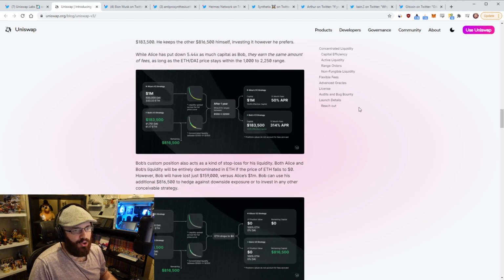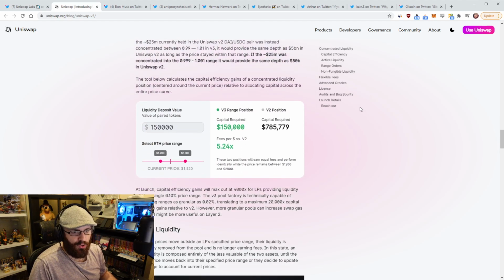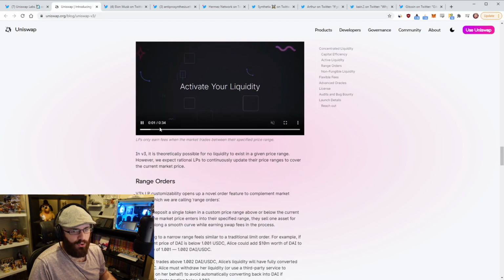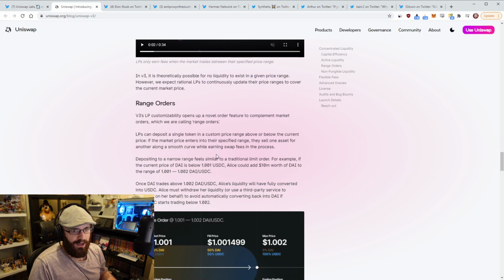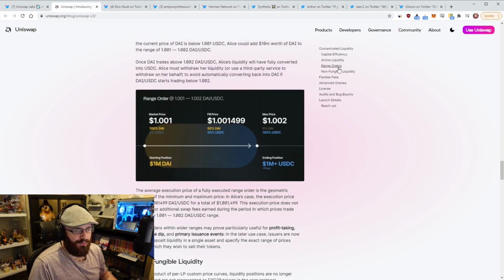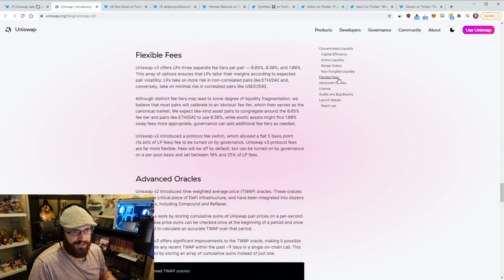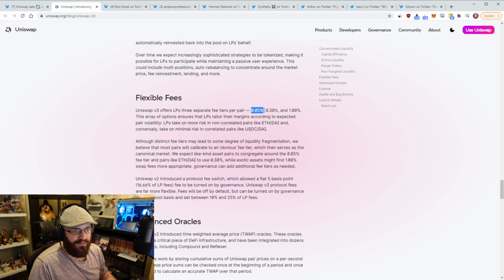The other features include basically range orders, which I think are kind of like your classic order book as well, where you can set orders at different ranges to execute. There's also flexible fees, so you can set a fee of 0.05%, which is actually extremely competitive with something like Curve. So this is another thing I didn't mention about this concentrated liquidity.